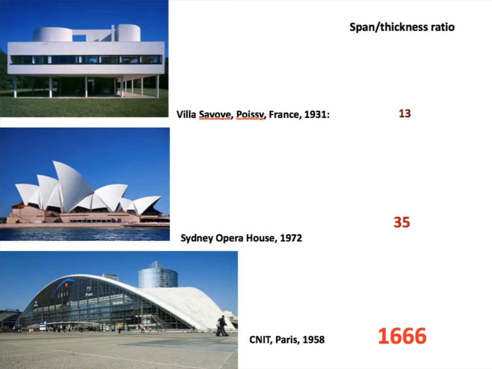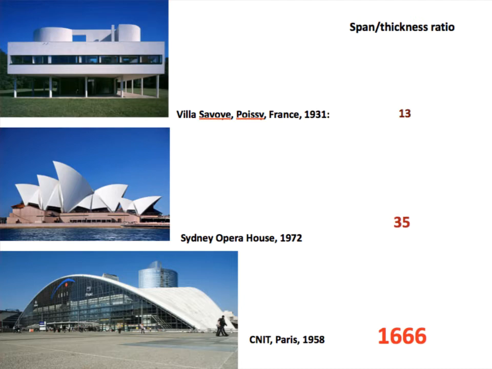In Le Corbusier's Villa Savoye, a beam depth of around 300 mm was required for a span of approximately 5 meters. At the Sydney Opera House, a shell frame thickness of around 2 meters was required to achieve a span of 70 meters. The CNIT shell in Paris spans 200 meters with a total shell thickness of only 120 millimeters. Using the admittedly rather crude device of the ratio of span to thickness as the measure of the efficiency of these structures, the differences are remarkable.